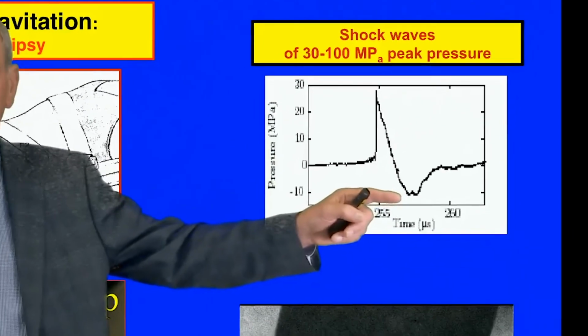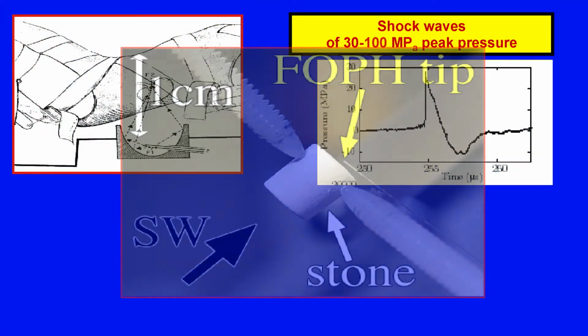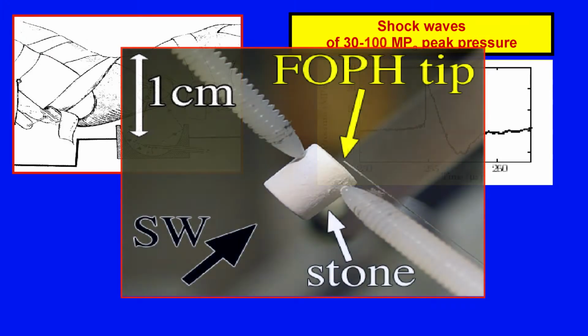this is a negative pressure. This negative pressure gives rise to cavitation. Whenever the pressure drops below the atmospheric pressure, one can get a bubble to grow.